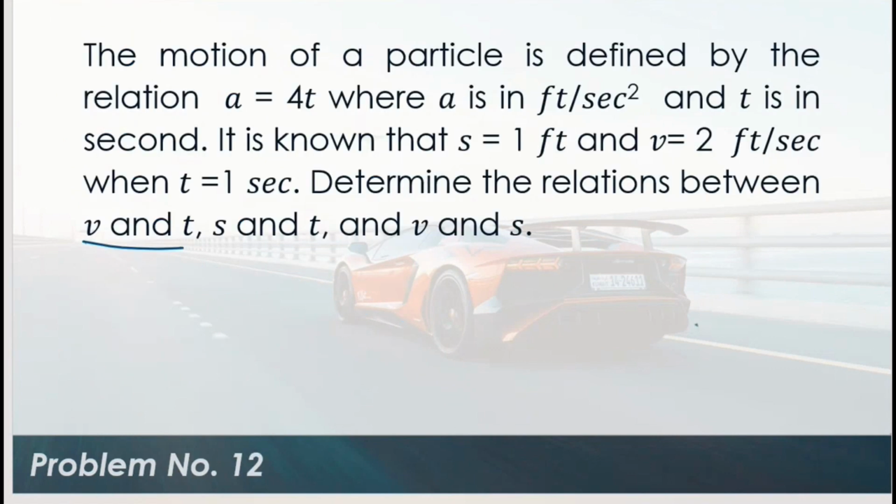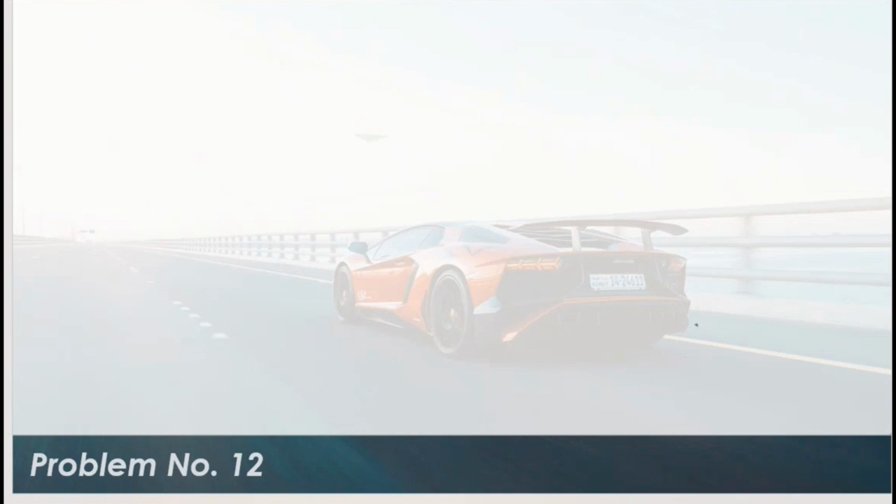Okay, so now let's proceed to the last problem. The last problem states here that the motion of a particle is defined by the relation A is equal to 4t, where A is in feet per second squared and t is in seconds. It is known that S is equal to 1 foot and V is equal to 2 feet per second when t is equal to 1 second. What we are asked here is to determine the relations between V and t, S and t, and V and S. So first, let's have the relationship between V and t.